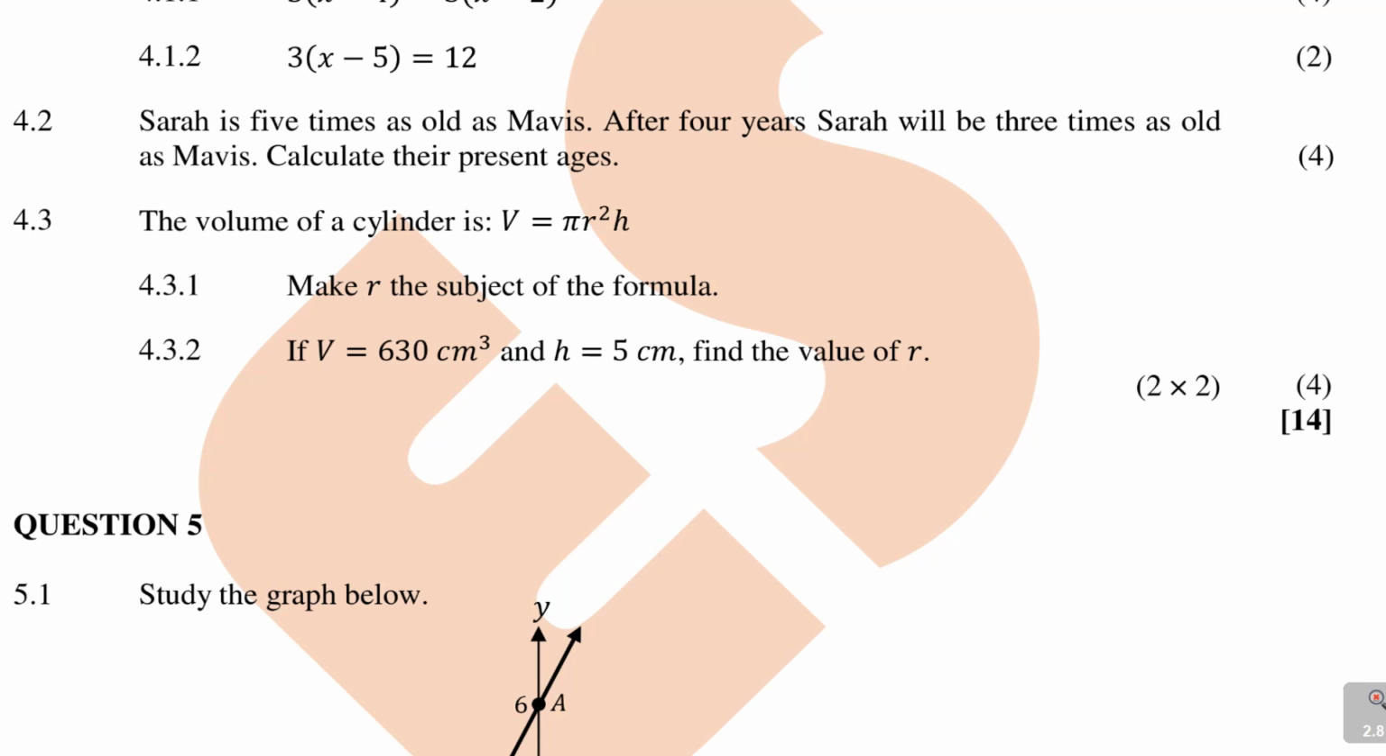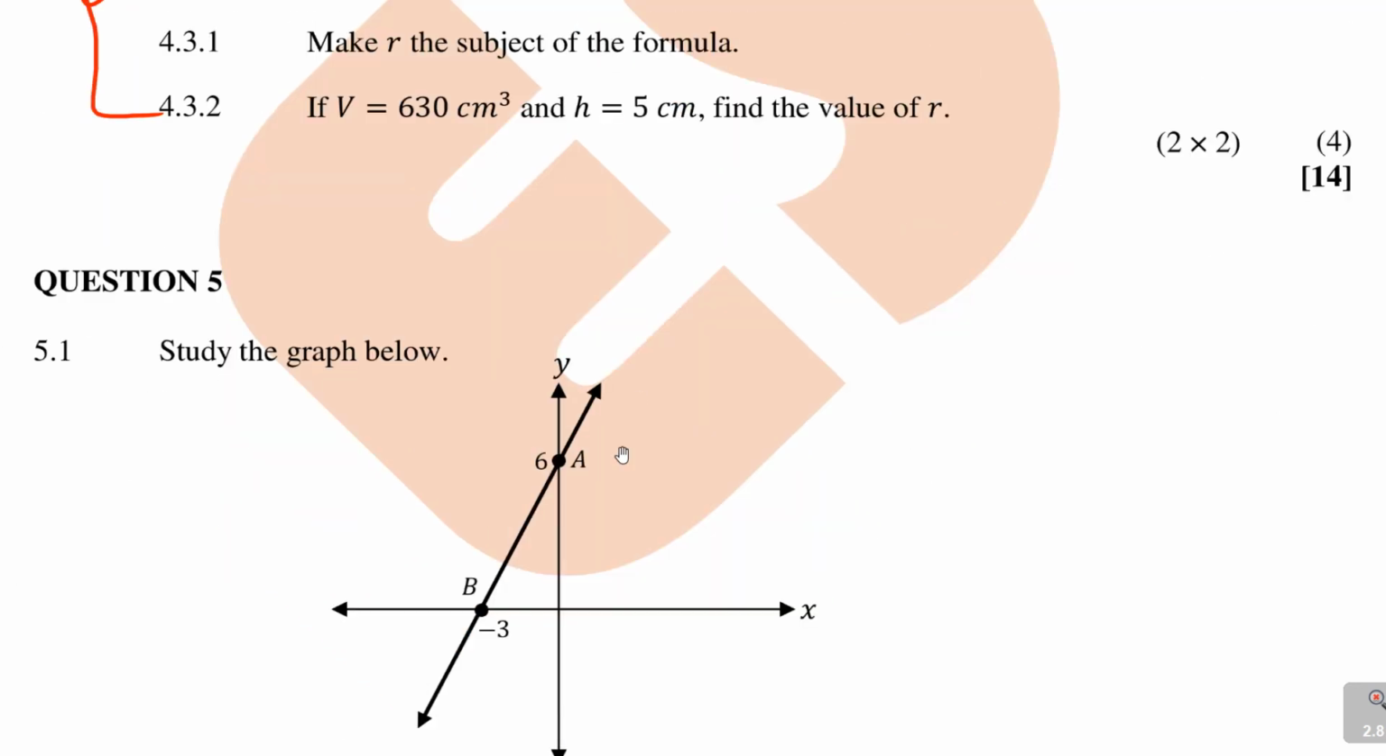Okay. Then 4.3. Let's look at 4.3. It says the volume of a cylinder is V is equal to pi r squared h. And then how do you make r the subject there? Must you go through it also? Nah, you're fine. I did this today. So you're comfortable on this one. Yes, I'm comfortable. So this section you're fine. All right. Then let's go to question number 5.